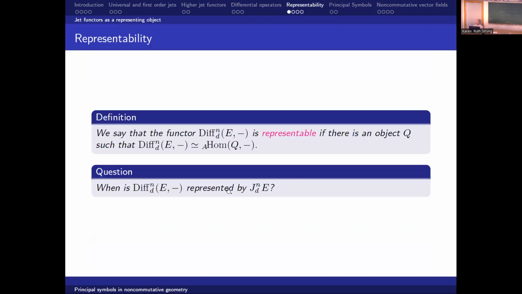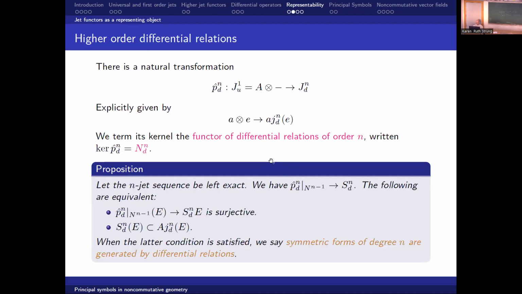Another thing you might want to ask if we're talking about jets and differential operators is, when do jets represent differential operators, which they do in the classical setting, but this isn't necessarily a given in the non-commutative setting. So this is just stating what it means to have a representable functor. So when does this hold?